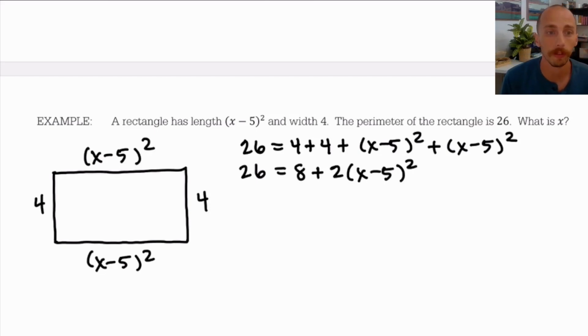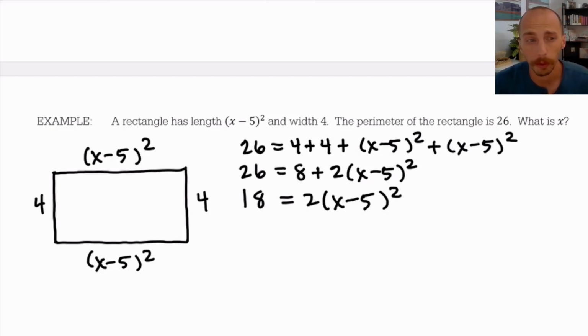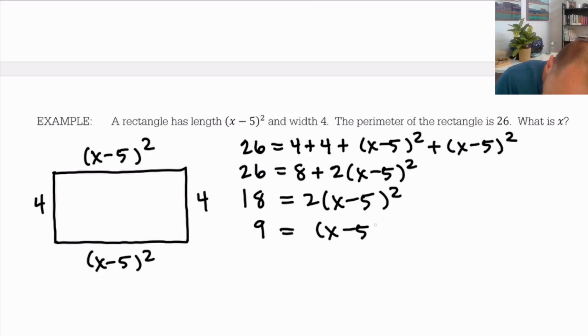And now I'm just going to solve for x kind of the way I had before, just by isolating the parentheses squared and then taking the square root of both sides and solving for x. But first things first, the farthest thing away from the x is that 8, so I'm going to subtract the 8 from both sides. 26 minus 8, that's going to be 18, equals 2 times (x minus 5) squared. And then I'm going to get rid of the 2 on the outside of the parentheses, and it's multiplied, so I need to divide it. It'll leave me with 9 equaling (x minus 5) squared.